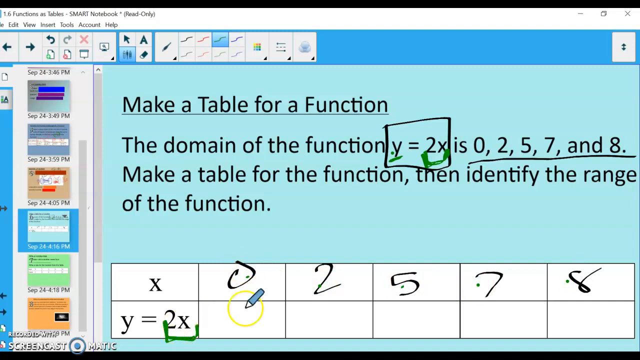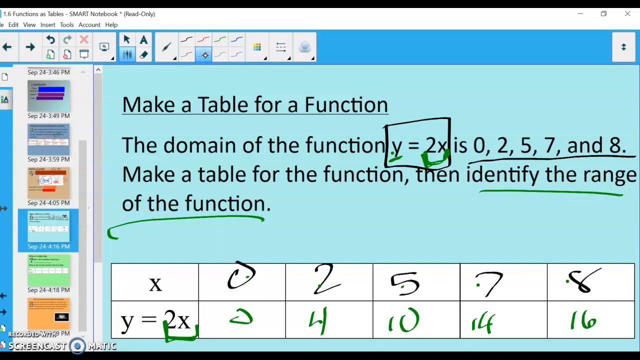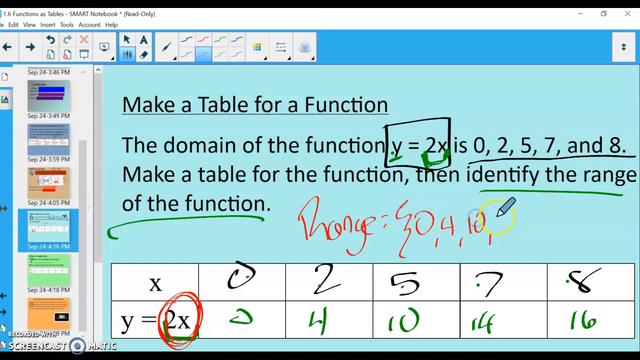So we'll do 2 times 0, 0. 2 times 2, 4. 2 times 5, 10. 2 times 7, 14. 2 times 8, 16. Lastly, it says identify the range of this function. Remember, the range then is the outputs. That is what came out after we did that to our input. So in this case, our range is 0, 4, 10, 14, and 16.